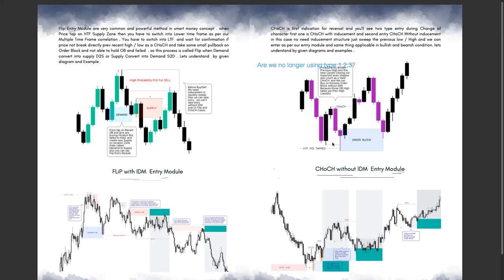If the market sweeps the structure, then we don't need to wait for taking out the inducement, right? Like this one, which I explained here. What happened? Previous low sweep. So we can directly buy here. There is no need to wait for an inducement to be created. We can buy here because the market already took out the liquidity. The main thing is taking out the liquidity, right?